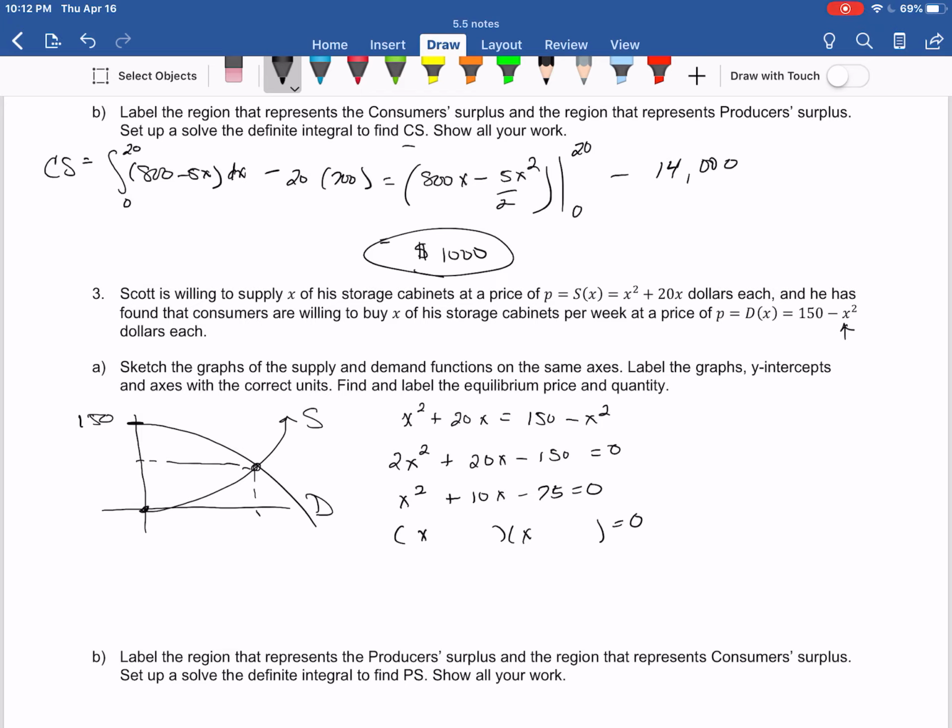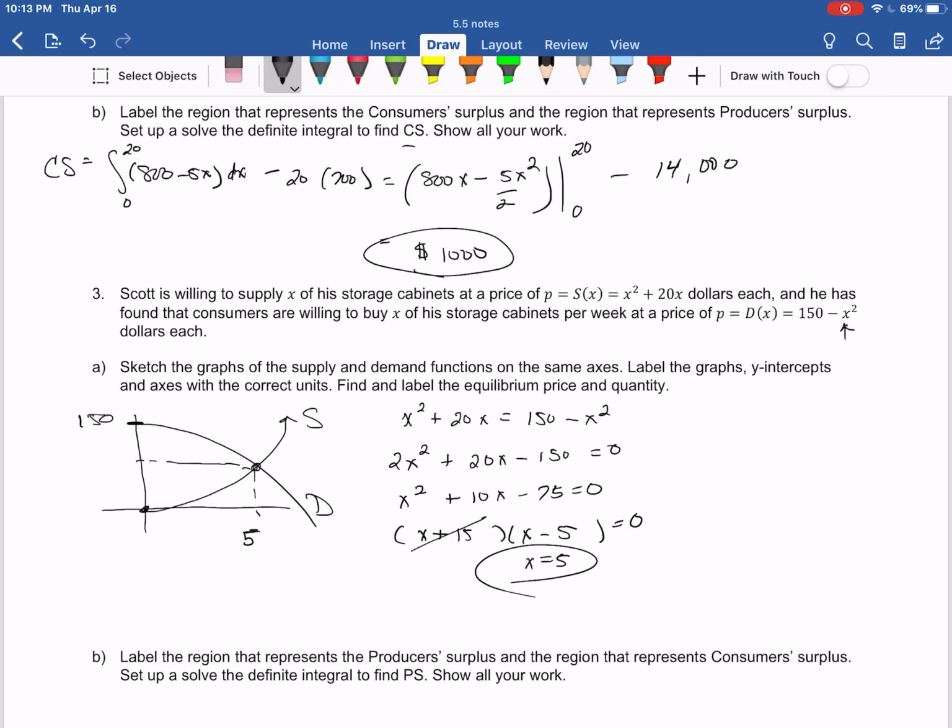So I'm thinking 25 and 3, but that doesn't work. 15 sounds promising. 15 goes into 75 5 times. So let's go x plus 15, x minus 5. Whoops. Didn't need the x there. X minus 5. Do a quick FOIL to check just to be sure that you've got that right. No sense in making a mistake here. I don't care about the negative answer, so this one is no good. I just care about the positive answer because it doesn't make sense for a negative quantity of storage cabinets to be demanded or sold here. So just 5 is good.